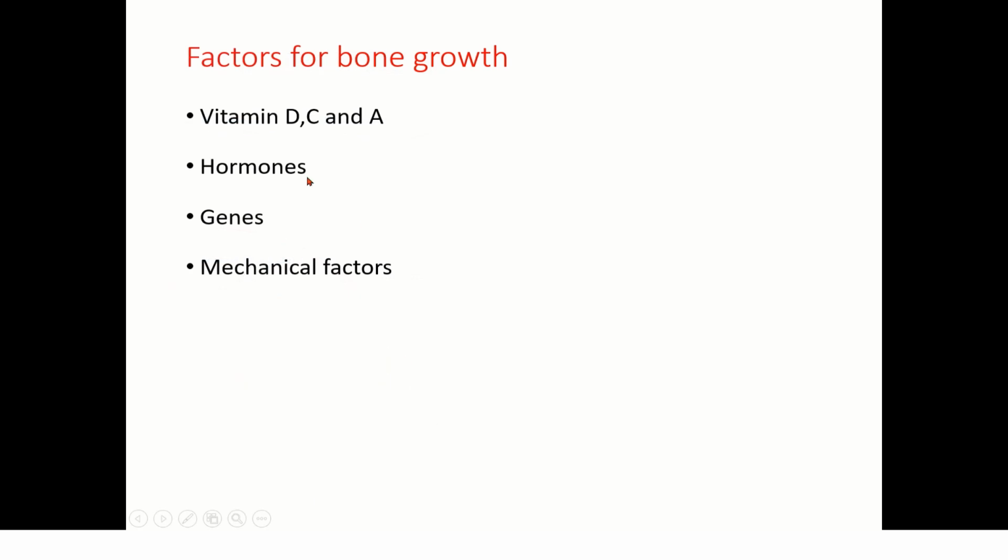So factors for bone growth: vitamin D, C and A, certain hormones like calcitonin, parathormone, then genes and mechanical factors. So all these play an important role in maintaining the growth of the long bone for sufficient duration. Any deficiency in vitamins or hormones will result in bone deformity. Suppose if we see vitamin D deficiency, it causes rickets. If you see a hormonal problem, like deficiency of growth hormone, then there will be dwarfism. If there is excess of growth hormone, then there will be gigantism.